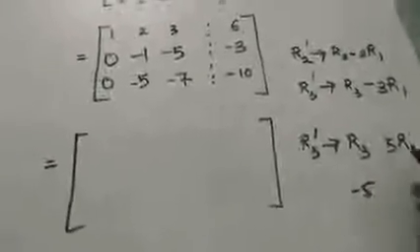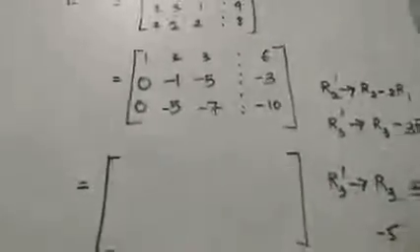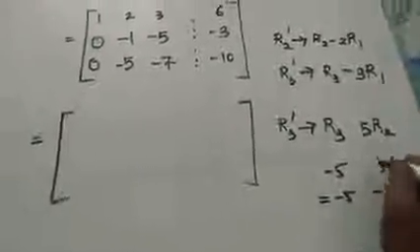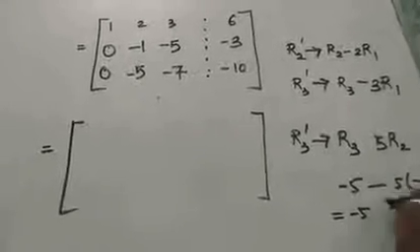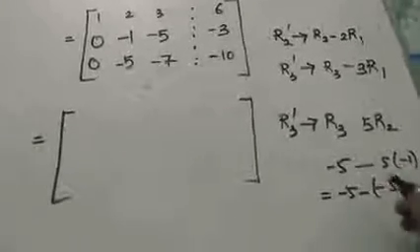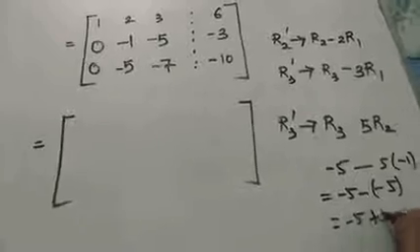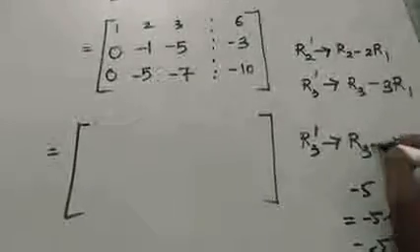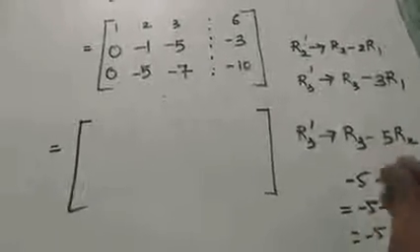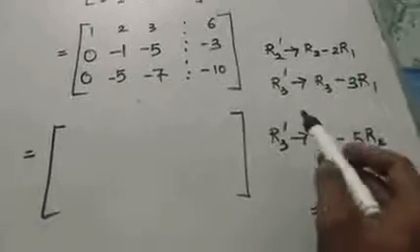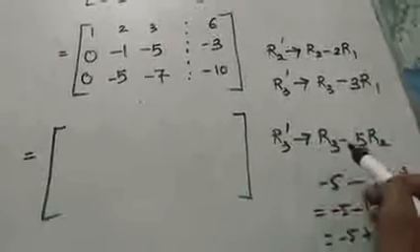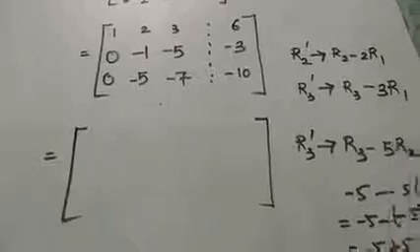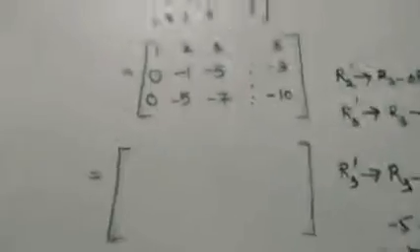So what we get? R3 is minus 5. Here we have 5 and R2 is minus 1. So that is minus 5. This is minus 5. So if we put here a minus, then minus minus plus, it will be 0. So here we are going to put a minus sign. Clear? So the operation is R3 dash equals R3 minus 5 into R2. Clear? So let's start the operation.